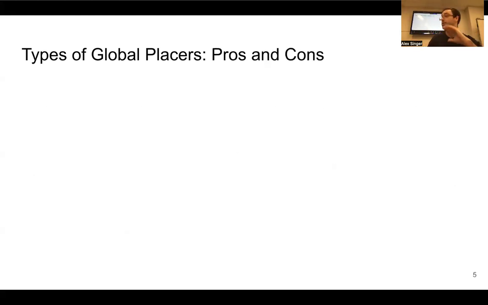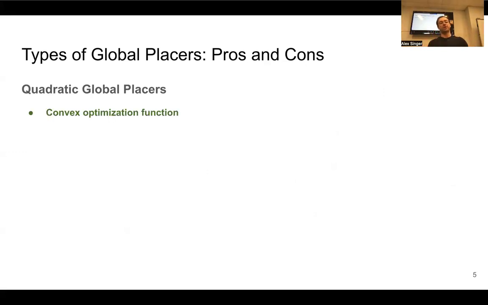And I wanted to talk a little bit about the pros and cons of either of them. Now, these are more or less my opinions, but quadratic global placers are convex optimization functions, which means they can converge quite quickly, and they're very well formed. So you're able to find minimums quite well. There are highly optimized off-the-shelf solvers that exist, such as conjugate gradient, which are really, really fast. So making your own is not necessary.